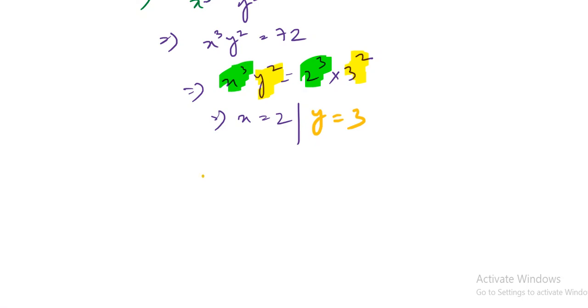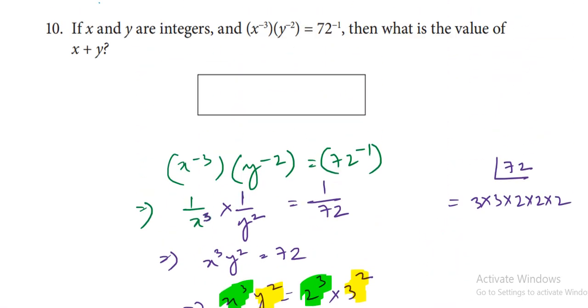So what will be the value of x plus y? The value of x plus y will be 2 plus 3, that means 5. 5 is the correct answer here. In the box we can write 5.